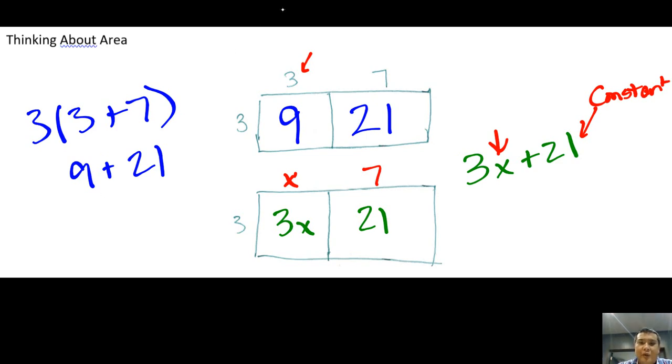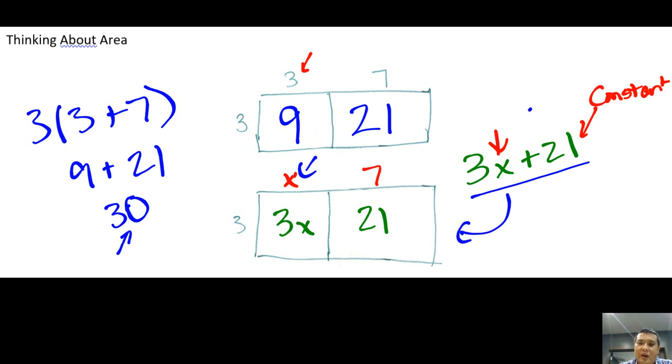As opposed to over here, in this original one, we can find the actual area as one number. 9 plus 21 is 30. Again, these are partial products, right? If you remember that from 5th grade, that's not too important. But overall together, they make 30. We can find the actual area. Here, we can't find the actual area of this box because we forget what this amount is. But what we can say is whatever that amount is, if we multiply it by 3 and then add it to 21, that would be the area of this box.